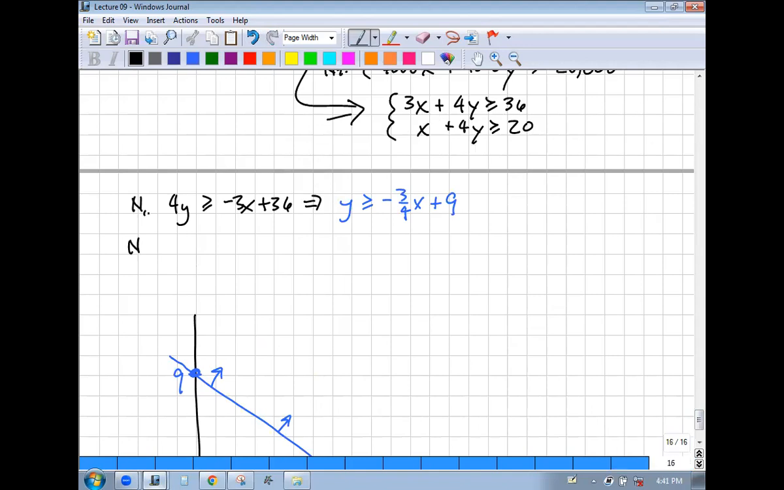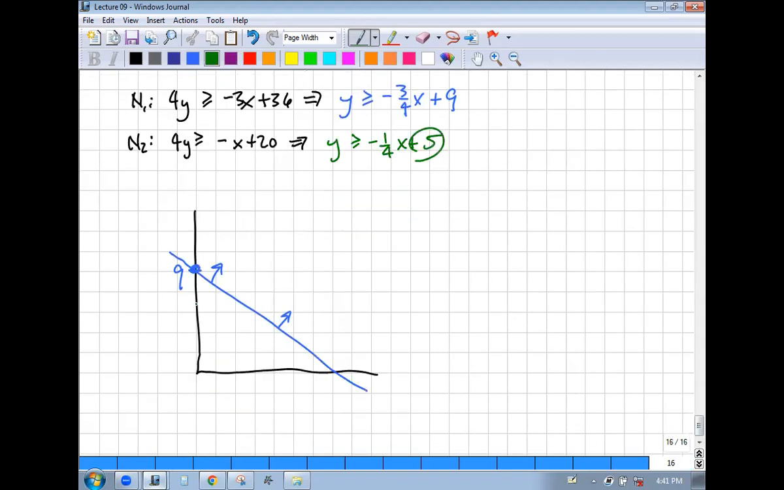Now our N2 here is this guy. That's the information from N2. Let's get our y by itself. We'd have 4y bigger than or equal to negative x plus 20. Dividing by 4, 20 divided by 4 is 5. So we'll do this one in green. Our y-intercept is at 5, which is somewhere around here. Slope of 1/4, that's for every 1 I go down, I have to go 4 to the right. So this guy is a whole lot like that. And we want everything bigger. So clearly, this is our region here.